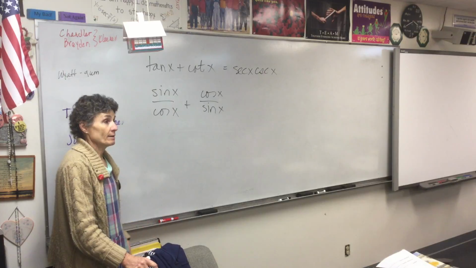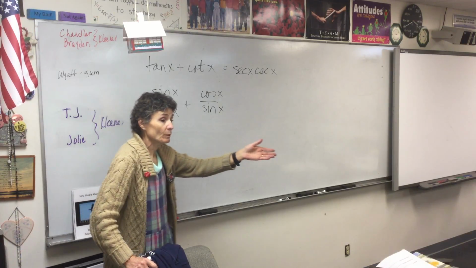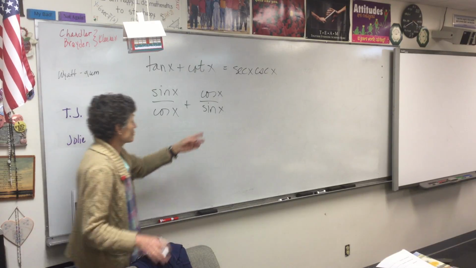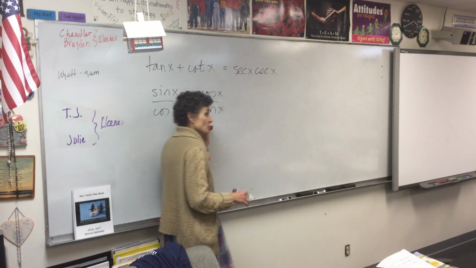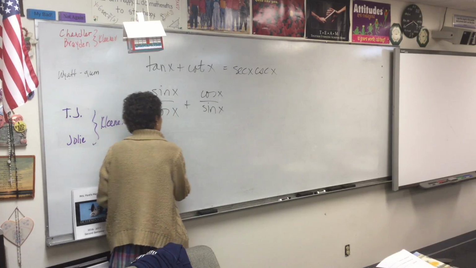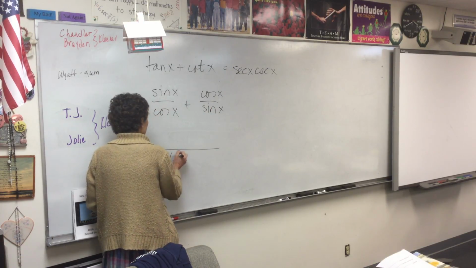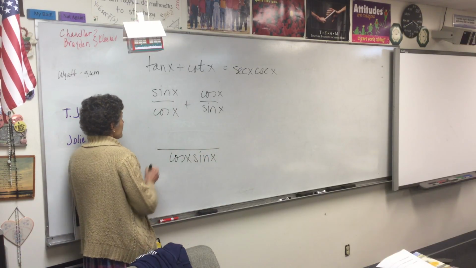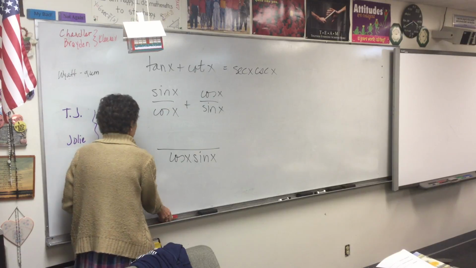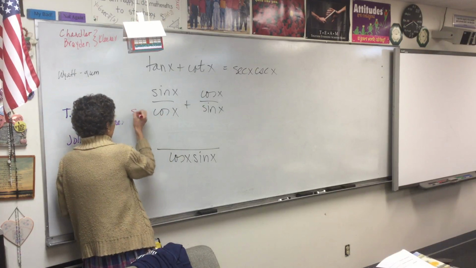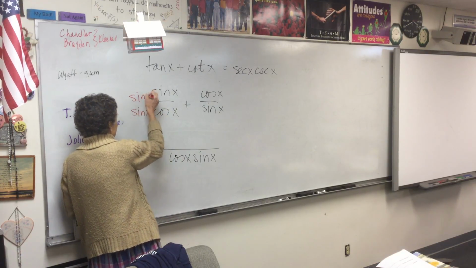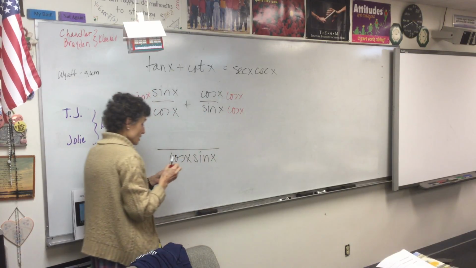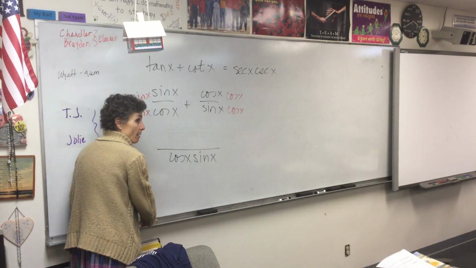All right, now what? We're back to where we were a minute ago. We have 2 fractions added together. There's no addition over here. We got to get this addition taken care of. We got to get these things added together. So our common denominator will be cosine sine, right? This one needs to be multiplied by sine, and this one needs to be multiplied by cosine, so that they now have the same denominator.